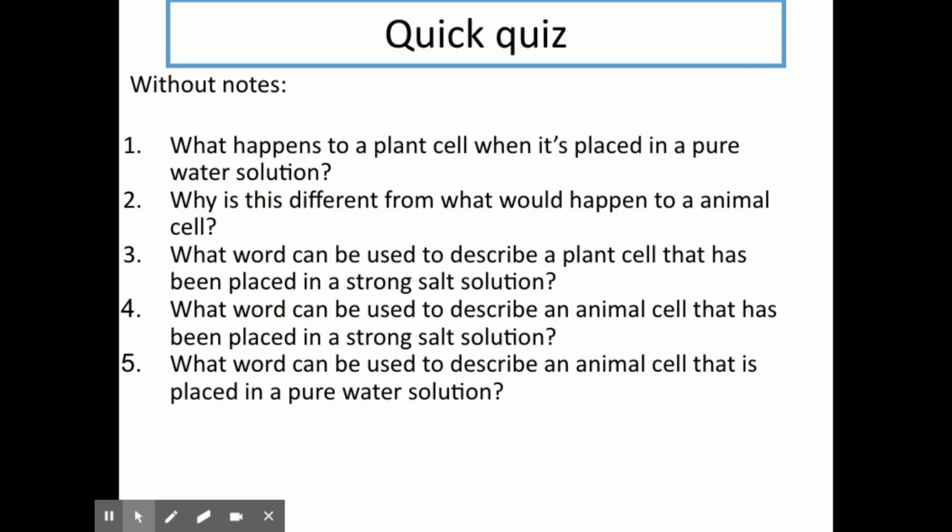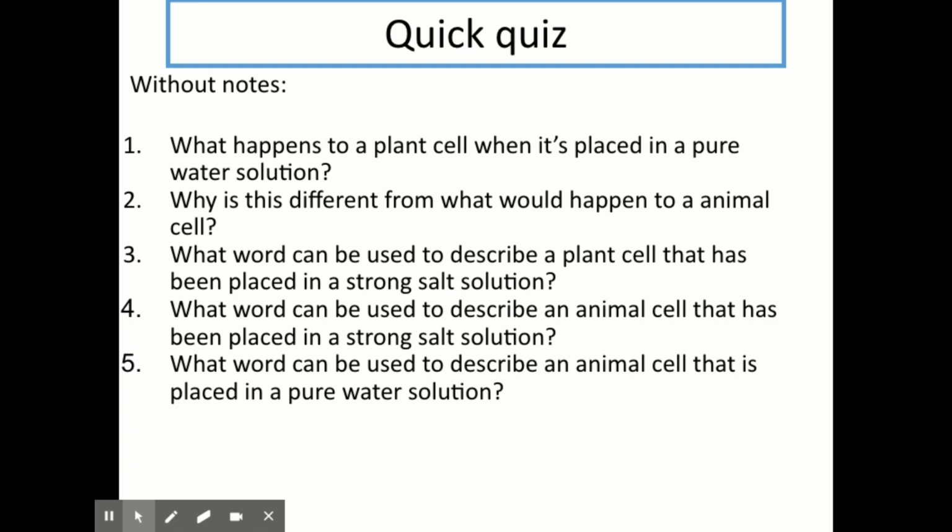So what happens to a plant cell when it's placed in a pure water solution? It becomes turgid. So do not accept bursts, it becomes turgid. What I should say is for all of these, you're free to draw them out. So draw the plant cell, draw the fact that it's 100% water on the outside, label your high and low water concentrations and the direction it goes in, and then think about what will happen to it. Number 2, why is it different from what would happen to an animal cell? Well, an animal cell would burst because it doesn't have a cell wall. So the cell wall is the difference here.